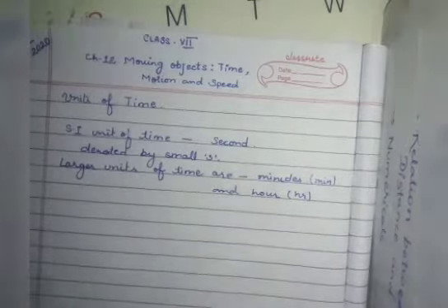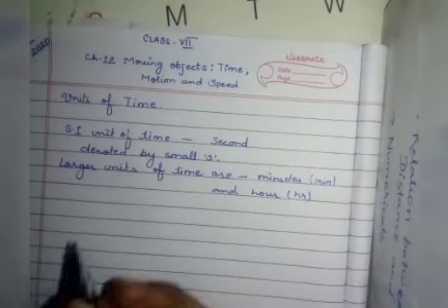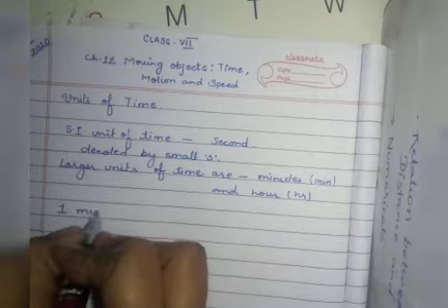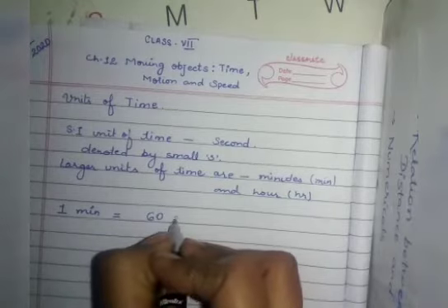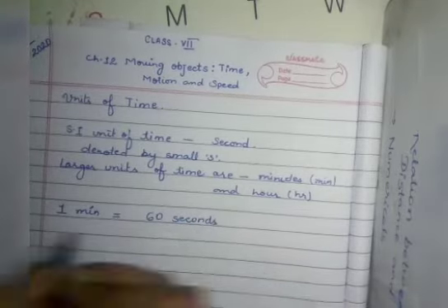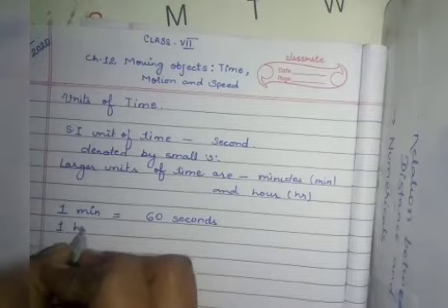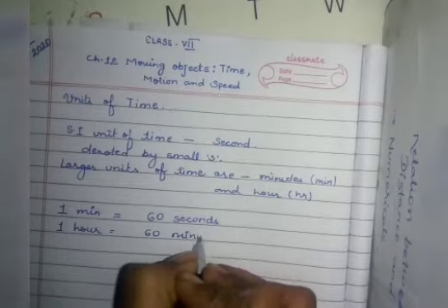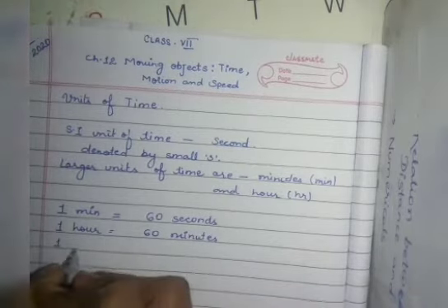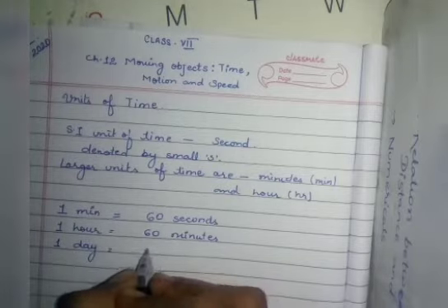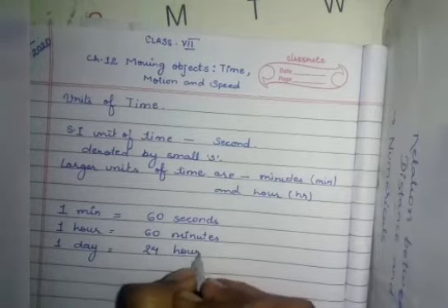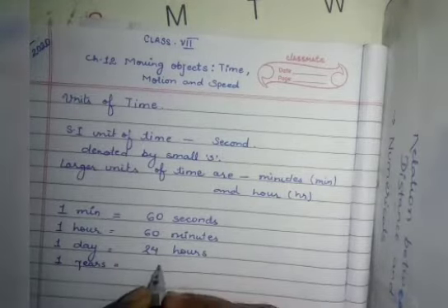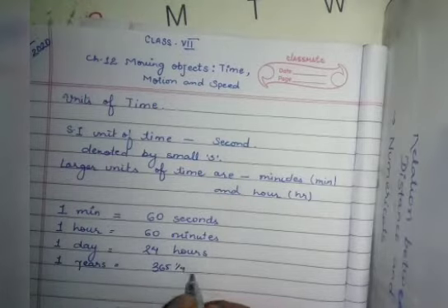Now I am presenting a table which shows some units of time. Watch it carefully. 1 minute equals 60 seconds. 1 hour equals 60 minutes. 1 day equals 24 hours. 1 year equals 365 1/4 days.